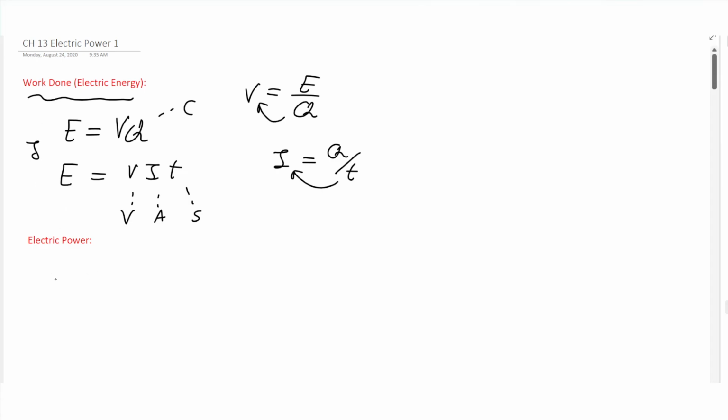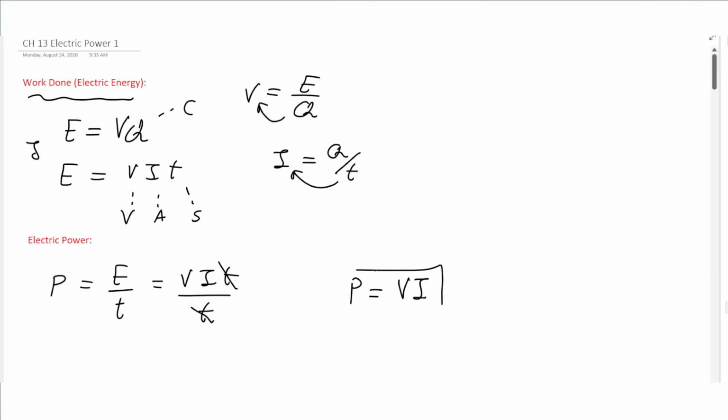To calculate electric power, it is the same as any power. It is energy divided by time. So you have VIT divided by T. So T cancels out and you get the equation for electric power is equal to voltage multiplied by current. So the voltage is in volts, current is in amperes, and you get the power is in watts.